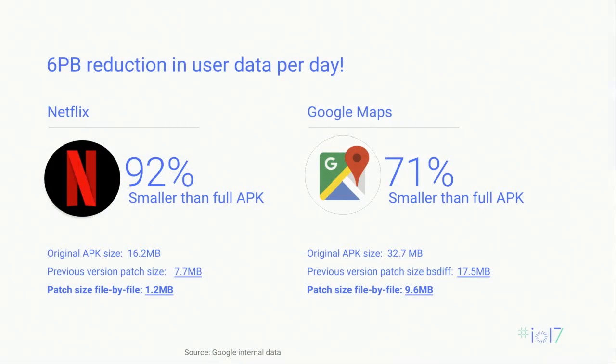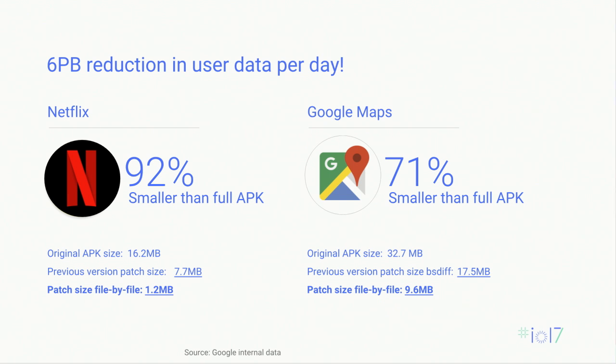The result, we saved 6 petabytes of user data per day. On average, patches are now 65% smaller than the original app size, and some are even smaller. Netflix's original app is 16 megabytes, but the patch size was only 1 megabyte, a 92% saving.